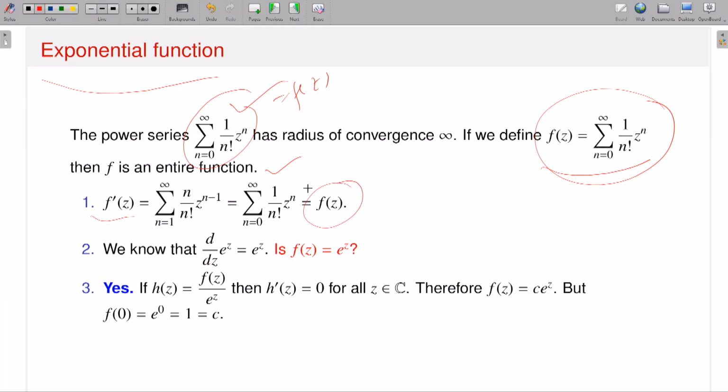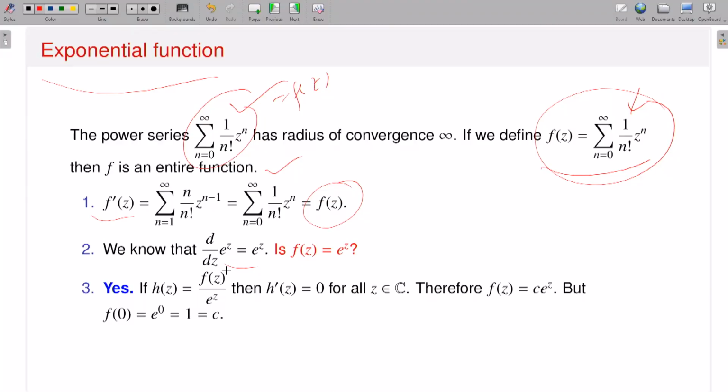The third observation is that when I define the exponential function in terms of Euler's formula, we also have the property that if I take the derivative of e to the power z, that is also e to the power z. Now I have a function f, which is the sum function of the corresponding power series. I have another function e to the power z, whose derivative is also e to the power z itself. Now the question is, is there any relation? The answer is yes, there is a relation.